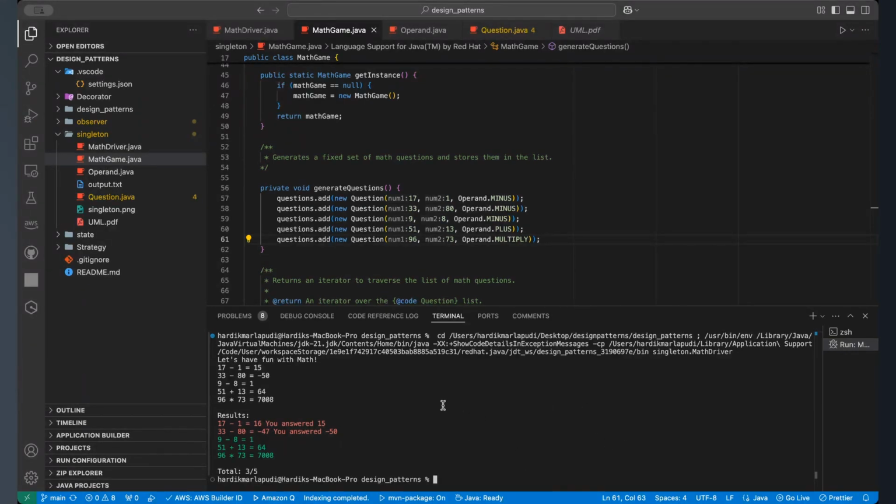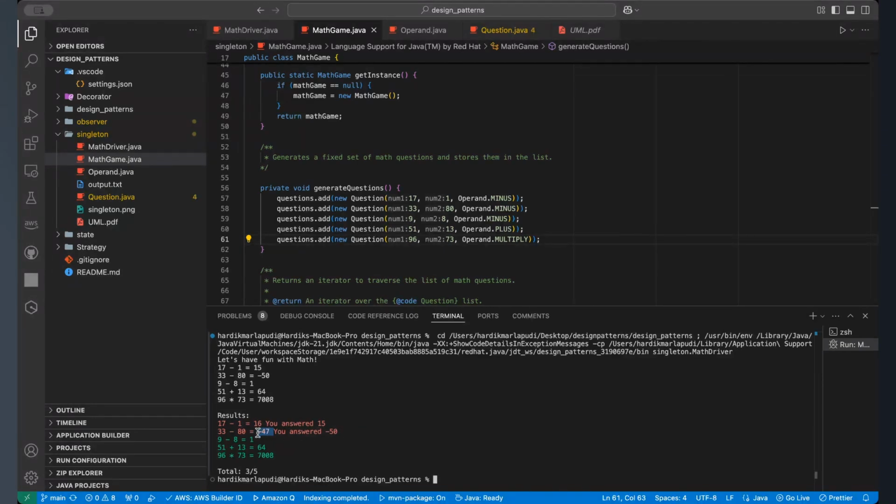Alright, so I reran my program, and this time we have a difference. When I answered the questions, as you can see, the first two are marked as red. Why? Because I answered those questions incorrectly. So it would give the correct answer after the equation, and then it would say what number you answered, meaning that the user has answered this number instead of the correct answer. Same thing for the second question.